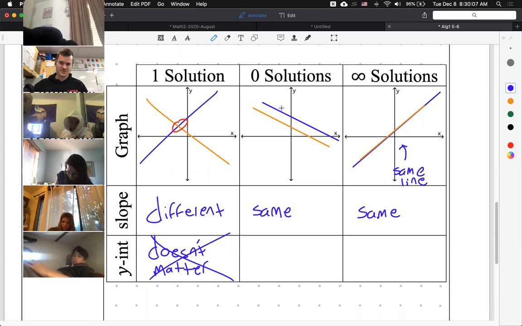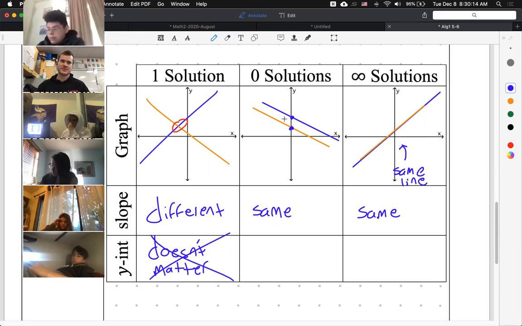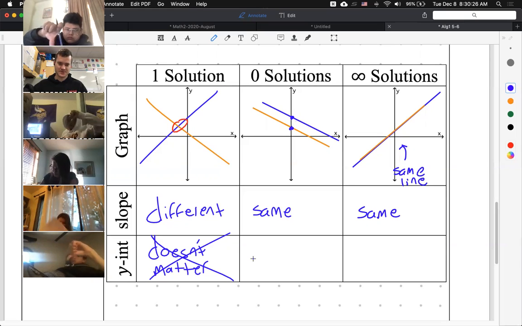If it's 0 solutions, where's the y-intercept? So I see a y-intercept here and here. Are they the same? Are they different? Really quick thumbs up, thumbs down. Y-intercepts, are they the same? Is it the same height that they go through the y-axis? Most of you have it correct. It is different.